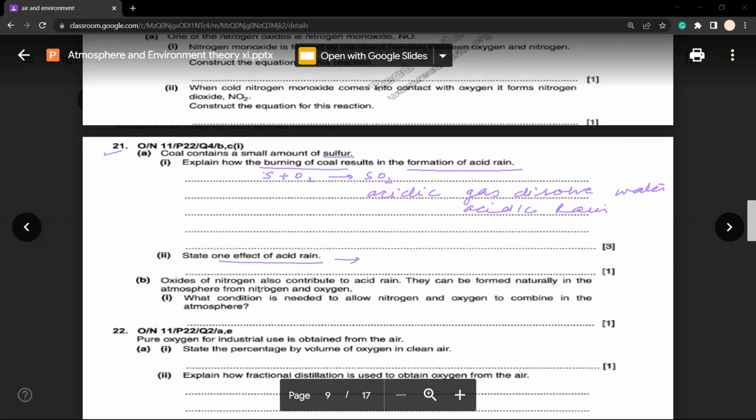They can be formed naturally in the atmosphere from nitrogen and oxygen. What conditions are needed to allow the nitrogen and oxygen to combine? You require a higher temperature to break down the triple bond between the two nitrogen atoms within the nitrogen molecule. This triple bond should break, and this only breaks either during lightning and thunderstorms because high energy is needed, or in car engines where high energy is being liberated. So this is one question.